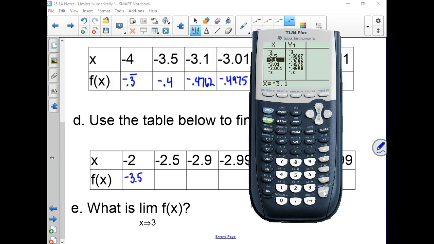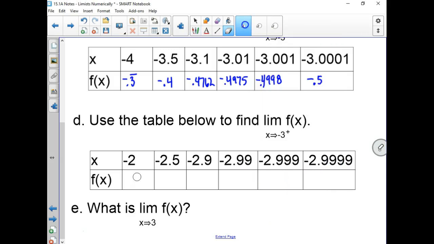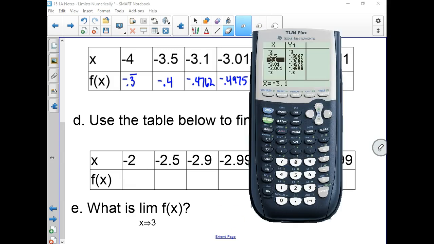And I get, oh, I'm sorry, that does not give me negative 3.5. I was looking at the wrong thing. You should get negative 1. You type in negative 2, you should get negative 1. I was looking at the next line, I think. And for negative 2.5, you should get negative 0.6 repeating. And then negative 2.9, we get, oh, no, I didn't type in the right thing.